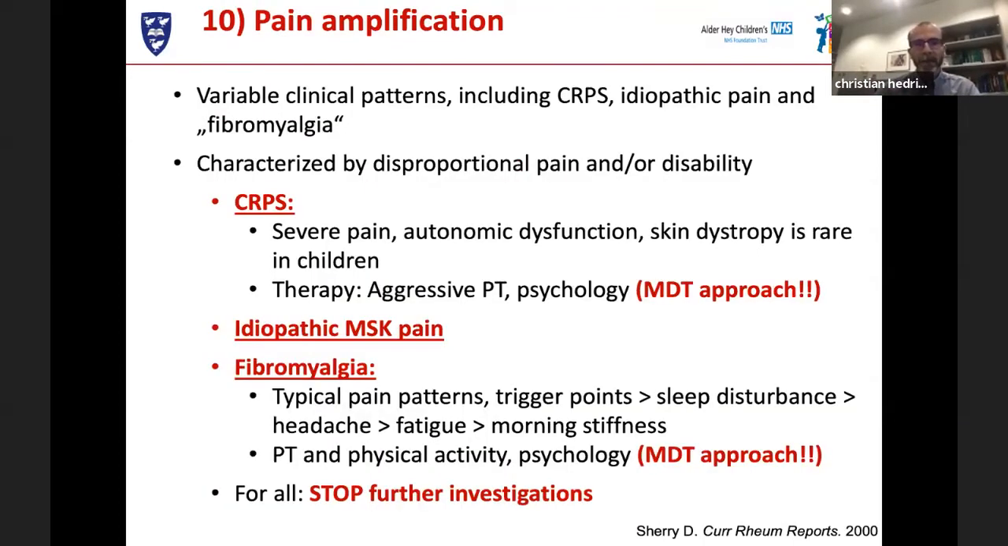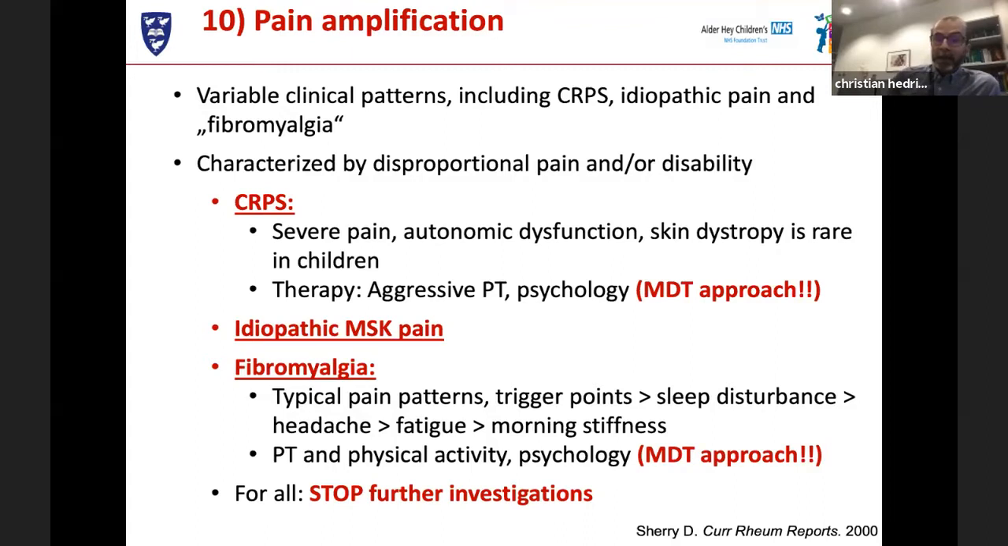Pain amplification syndrome is basically a talk for itself. I want to touch on that only very briefly. Pain amplification can follow variable clinical patterns. It can include complex regional pain syndrome, idiopathic pain, and what adult rheumatologists call fibromyalgia. We don't really use that term in pediatric rheumatology anymore, since it basically puts a stamp on patients and indicates that this is a diagnosis for lifetime that may not go away, which we feel is not a good thing to do because we can work on that.